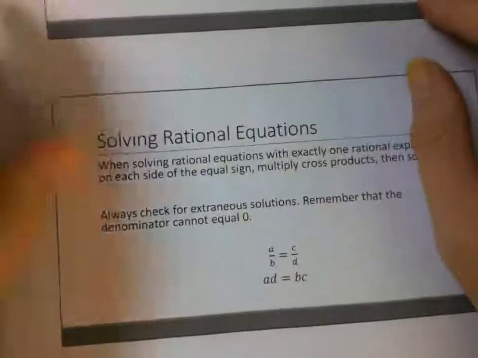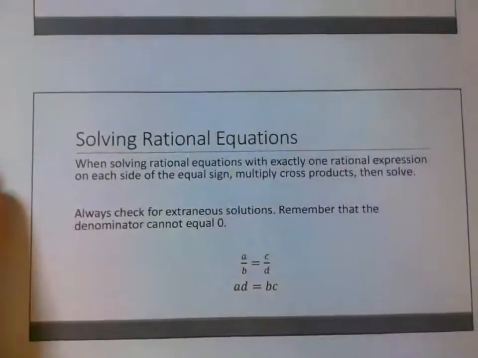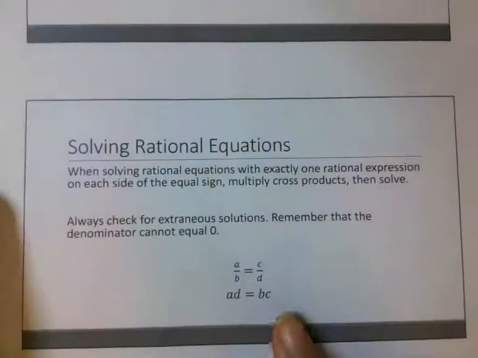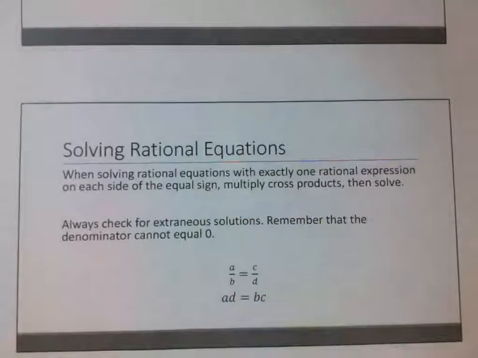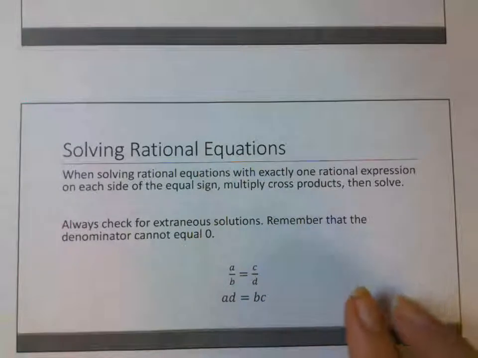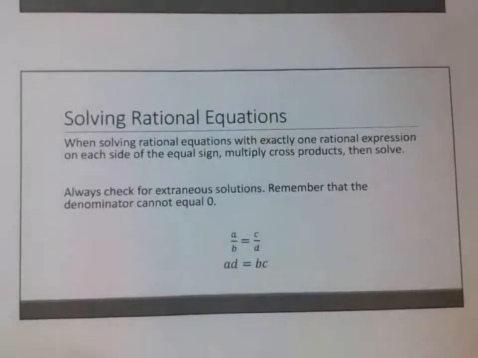And so when we're solving these equations that have rational expressions on each side of the equal sign, what we're going to do is multiply with cross products. Now, this should look familiar. This is something you've done in the past, but maybe just not to this extent. So we are just going to be doing cross multiply and then solve. But then it is important, make sure you take note of this, that we always need to check for extraneous solutions, and our denominator cannot equal 0.